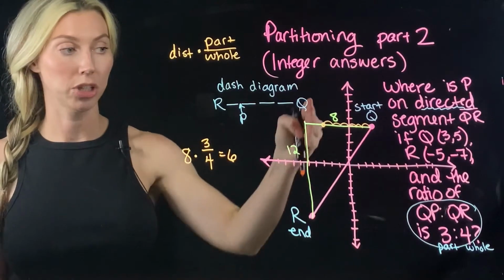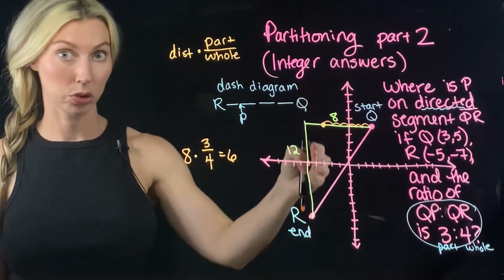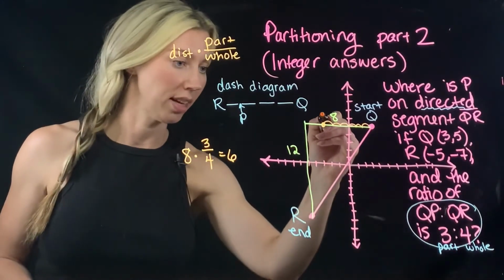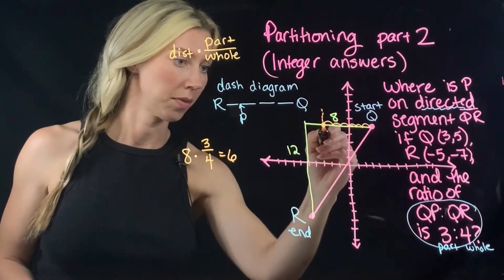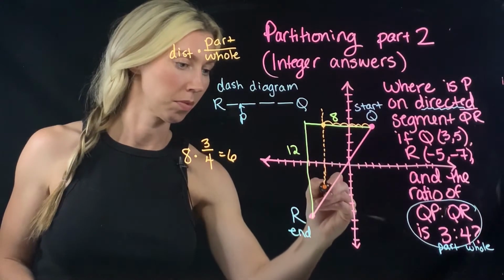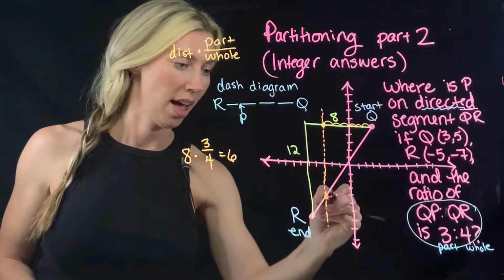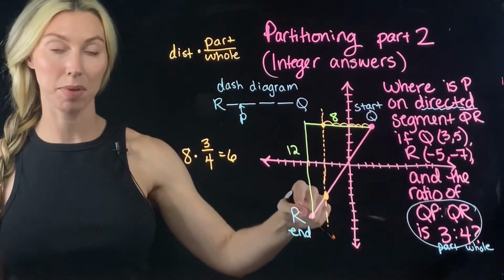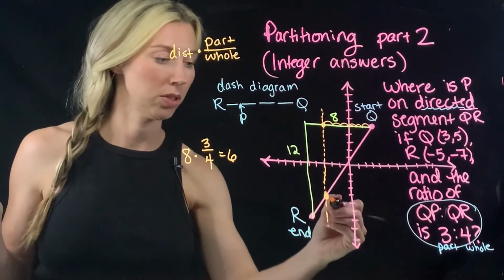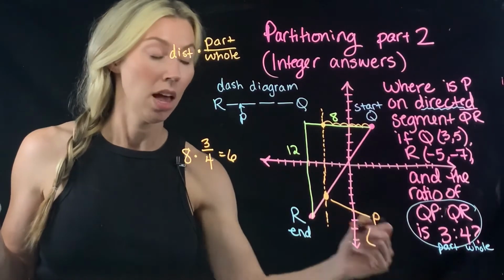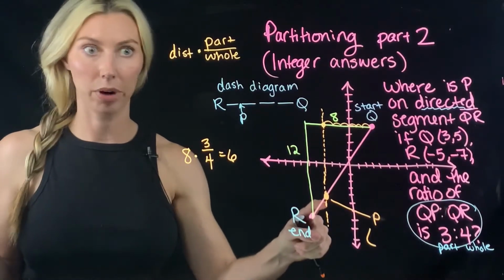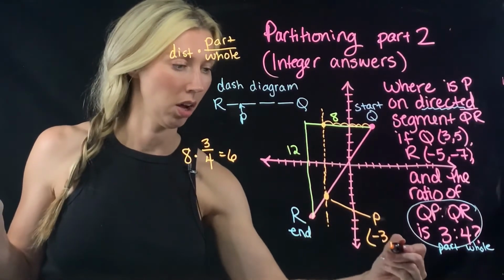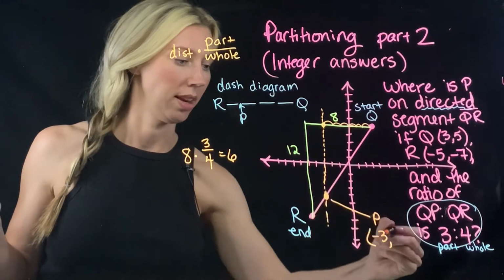Then what you want to do is draw a line that goes straight down from that point that intersects with your segment. So I'm going to draw that down. And the point where that intersects with your original segment is going to be your answer. So this value here is going to be P. And you can look at the coordinate plane to figure out where you're at. So that's at -3, comma, -4.